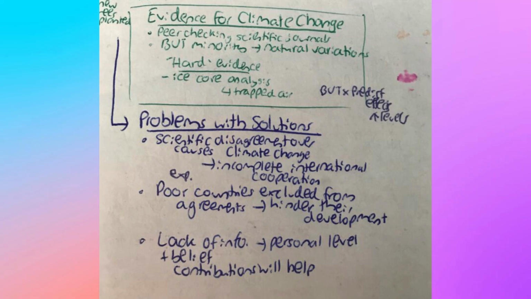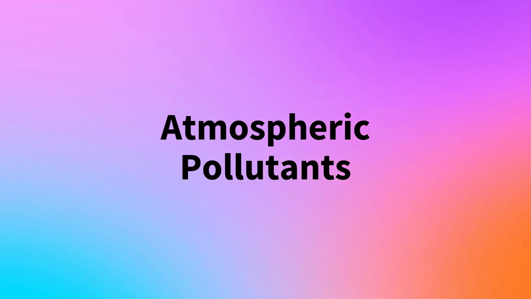Well, peer-checked scientific journals. However, a minority of scientists believe that climate change is caused by natural variations. Our hard evidence, if you like, is ice core analysis, analysing trapped air and oxygen isotopes. And then we move into the topic of atmospheric pollutants, and our first one is carbon monoxide.